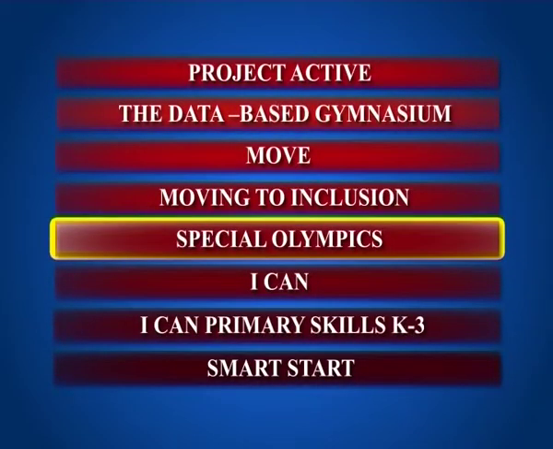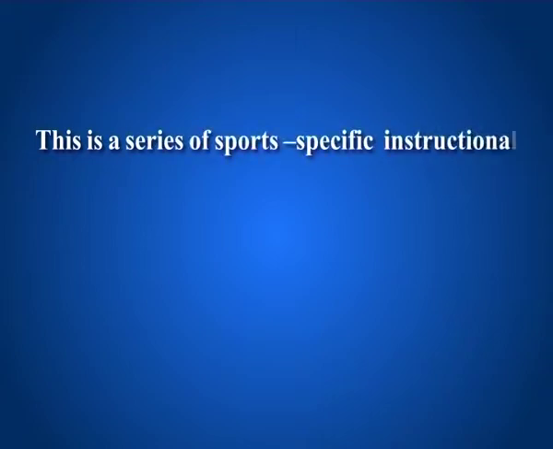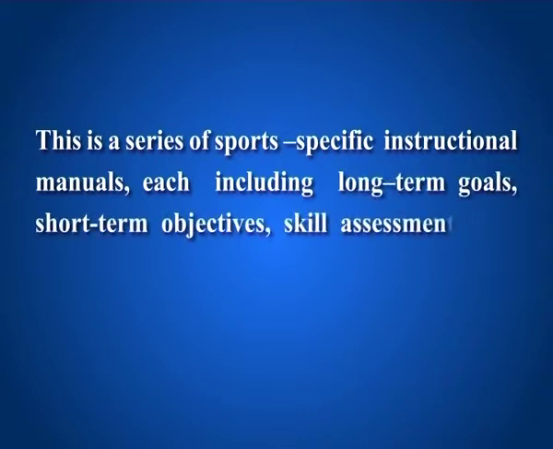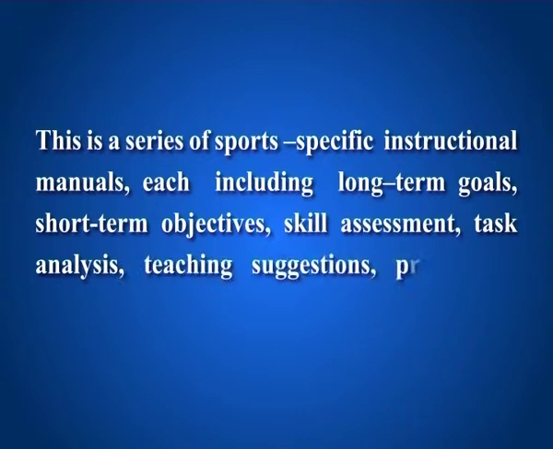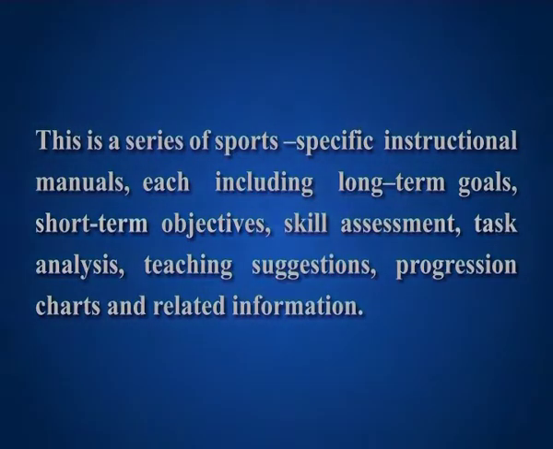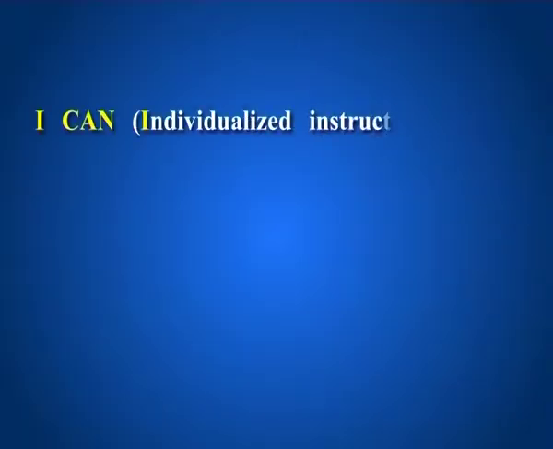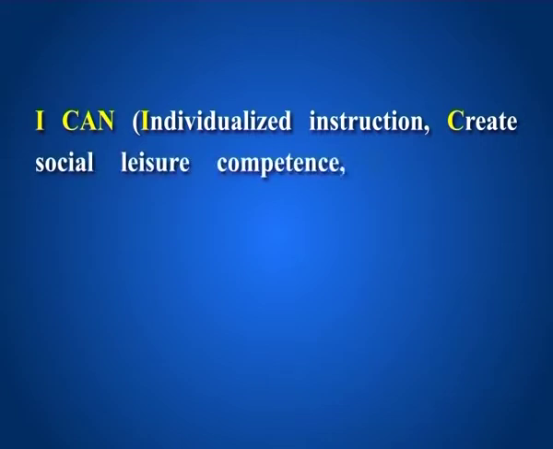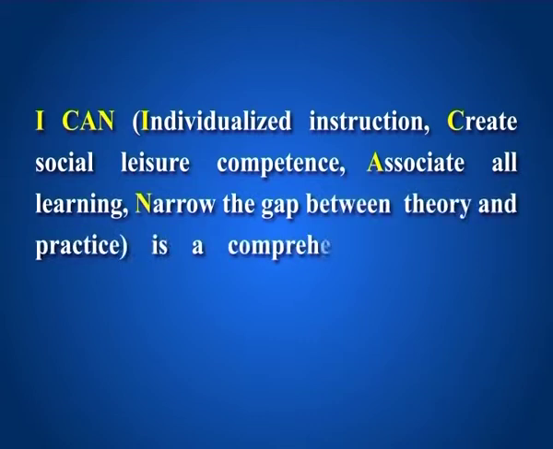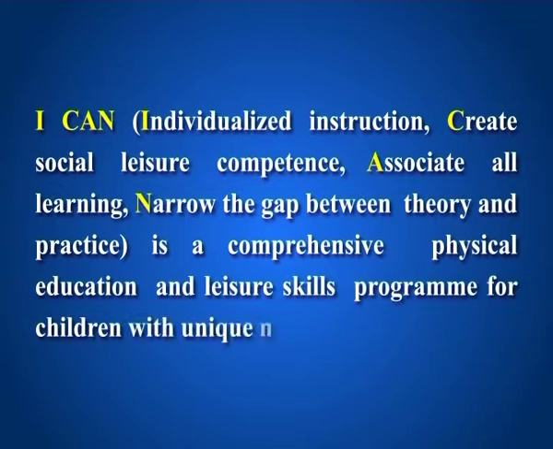Next is the Special Olympics. This is a series of sports-specific instructional manuals, each including long-term goals, short-term objectives, skill assessment, task analysis, teaching suggestions, progression chart, and related information. Next model is I-CAN. I-CAN means Individualized instruction, Create social leisure competence, Associate all learning, Narrow the gaps between theory and practice. It is a comprehensive physical education and leisure skill program for children with unique needs.